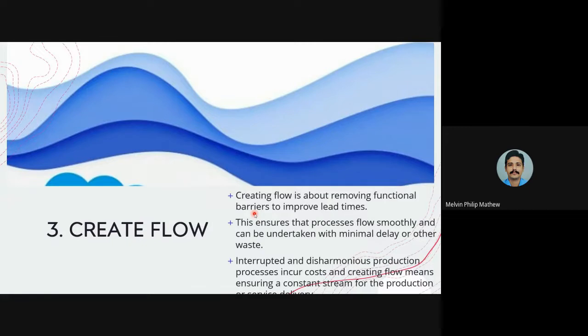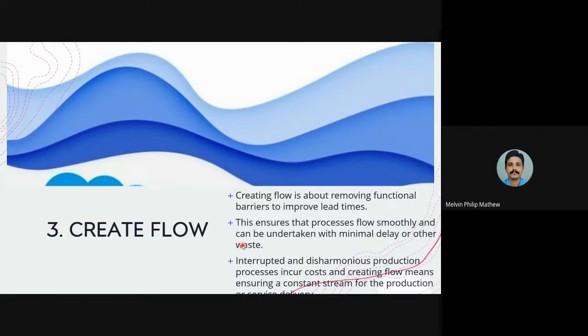So we have to create a flow in the sense there must not be any form of vacant times, or the production must continue in a flow, so as not to interrupt the production process and reduce the number of products that is produced. So for that purpose a flow has to be created, and you have to remove the functional barriers to improve the flow. And next point, this ensures that processes flow smoothly and can be undertaken with minimal delay or other waste.